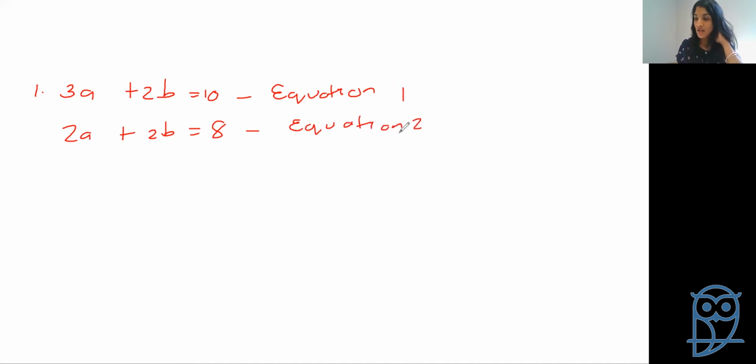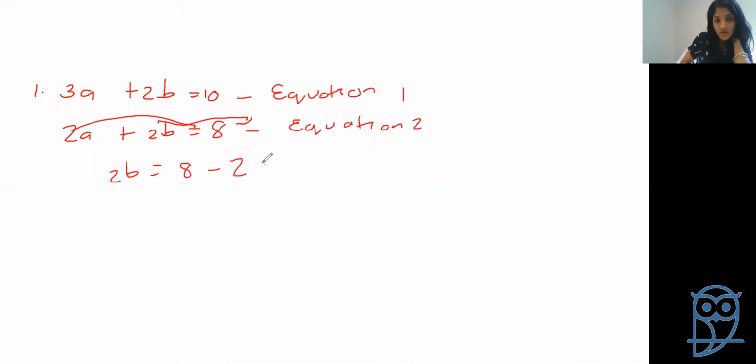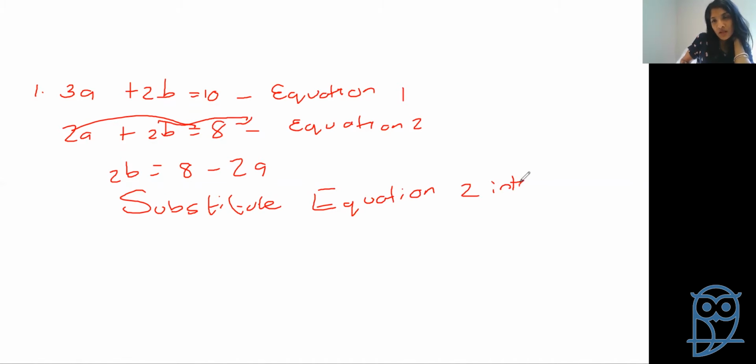Okay, so now, what do we do first? Let's start with equation 2 first. If we say 2b is equal to 8 minus 2a, and we substitute equation 2 into equation 1, what will it look like?